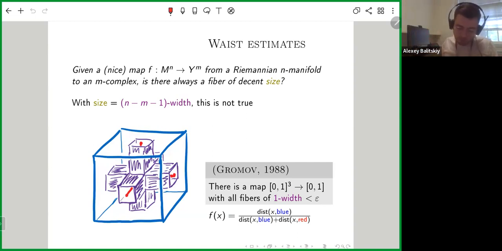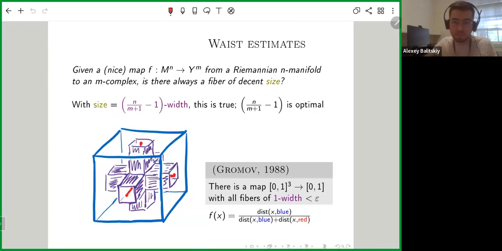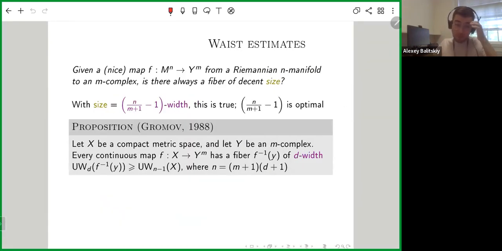All right, so yeah, the prototype question was not true for when you measure the size of a fiber by measuring its approximate n minus m width. And in fact, it turns out that in order to get a positive statement, you need to measure n over m dimensional approximate width, which is very peculiar. But I'm running out of time, so I will not tell you about that. So let me see. Maybe one more statement that I want to make.